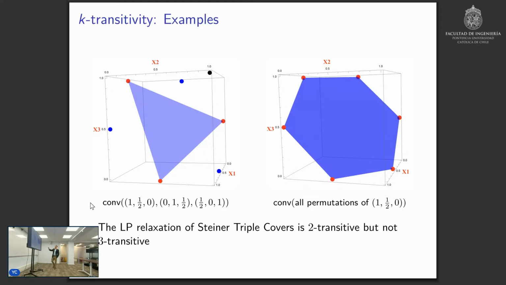And something interesting is that this problem that I showed you before, the Steiner triple covering problem, is 2 transitive, right? It's a hard problem, it's 2 transitive, but it's not 3 transitive.